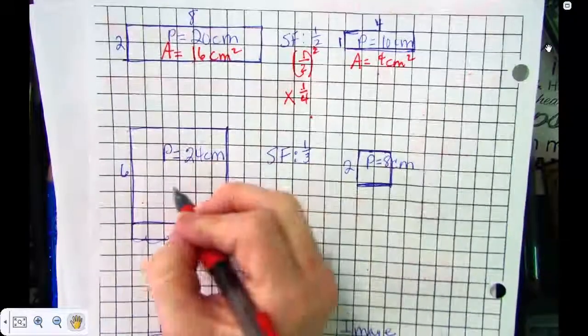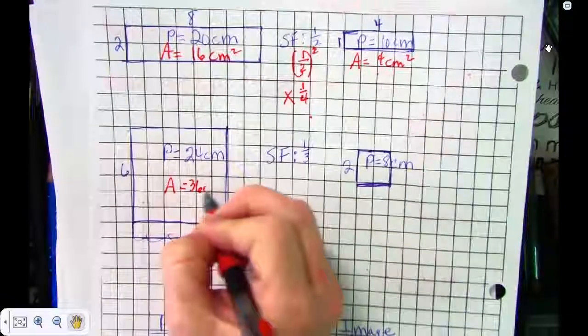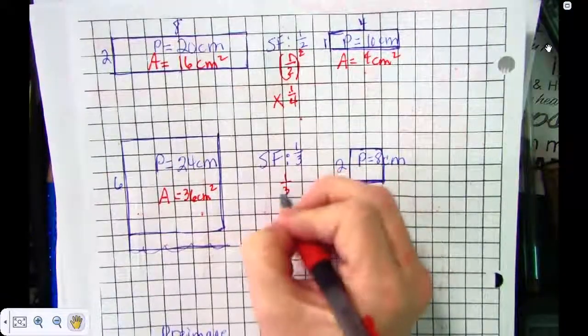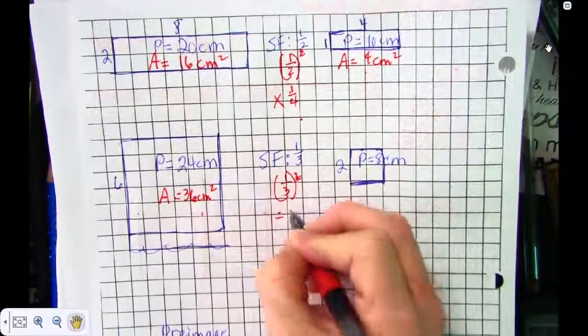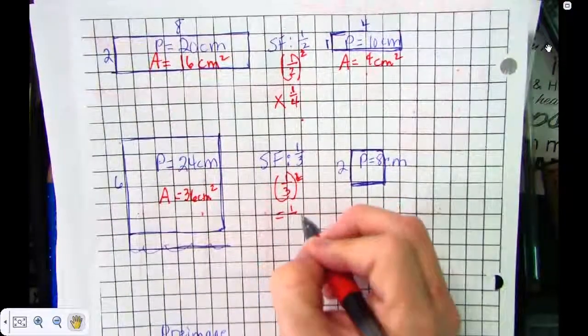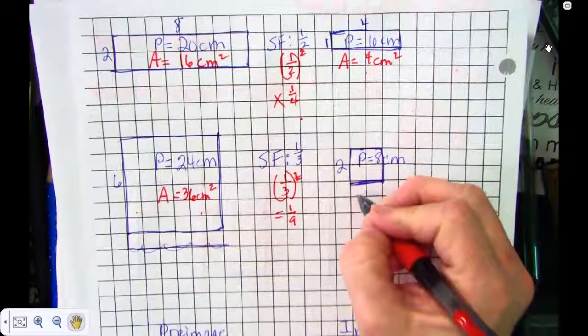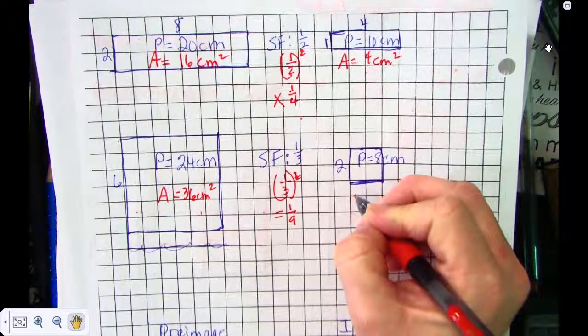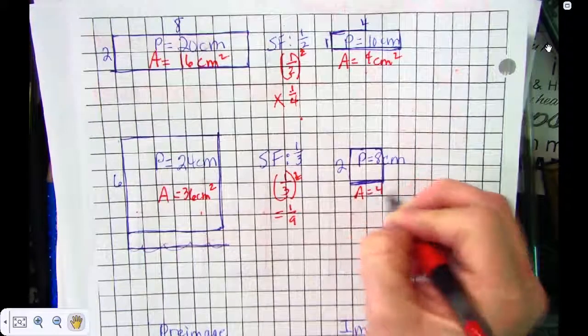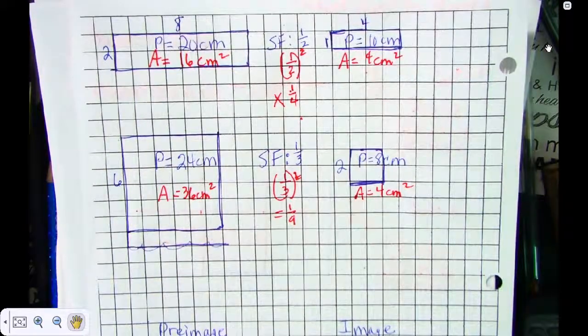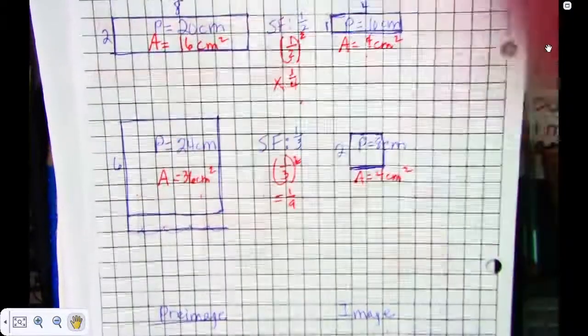Okay. The area, 6 times 6, 36. A third squared is what? 1/9. Thank you. What's a 9th of 36? A 9th of 36 is 4. 36 divided by 9, 4. And what's 2 times 2? 4. You got it right.